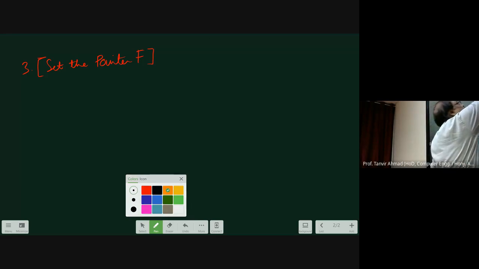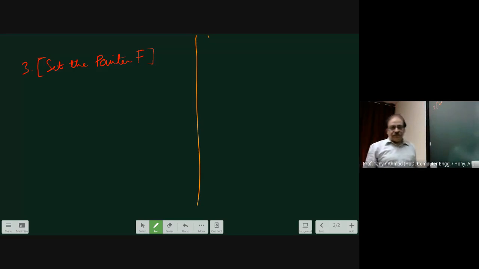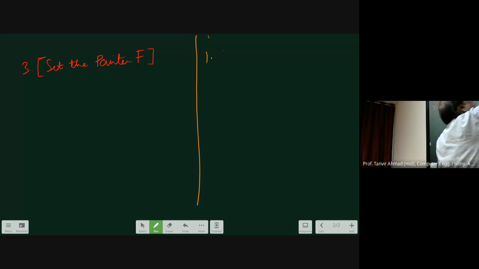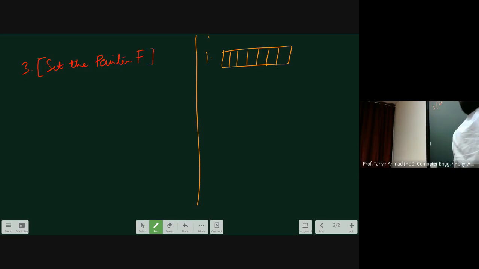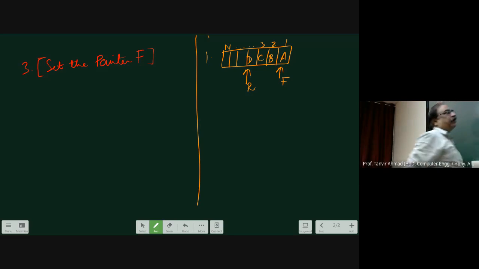Okay, let us try to understand the scenarios. The first scenario is this one. A, B, C and D. Front is at this place. Rear is going to be at this place. Numbers will be 1, 2, 3, say F is N. Now you want to delete the first element. Once you delete A, F will point to F plus 1. That means you have deleted A.